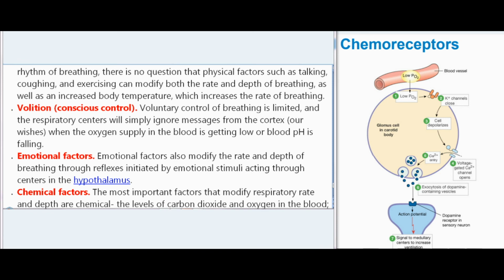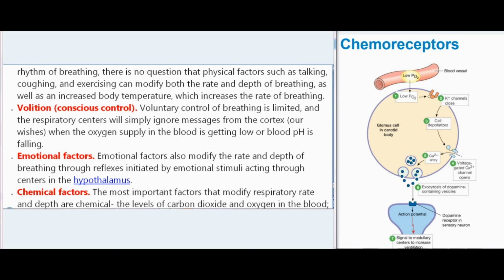Volition, conscious control. Voluntary control of breathing is limited, and the respiratory centers will simply ignore messages from the cortex, our wishes, when the oxygen supply in the blood is getting low or blood pH is falling. Emotional factors. Emotional factors also modify the rate and depth of breathing through reflexes initiated by emotional stimuli acting through centers in the hypothalamus.